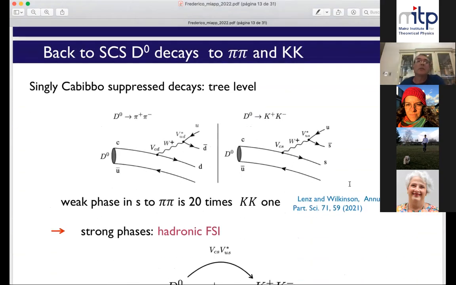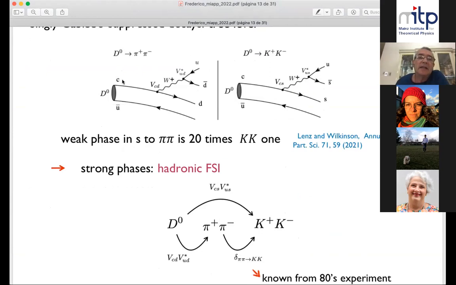Okay, so let us go back to the singly Cabibbo suppressed D zero decays. The idea is that this tree diagram has the weak phase, while in this one the weak phase is about 20 times smaller. So we can consider only the weak phase in this diagram. And this is the process. So we can have pions and then kaons, or a direct scatter. So we will have an interference.